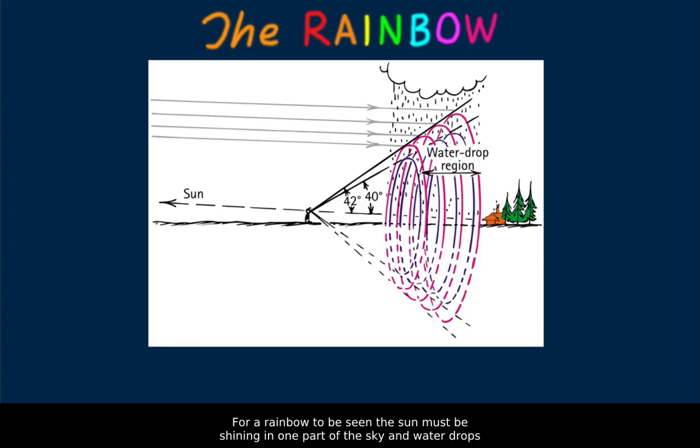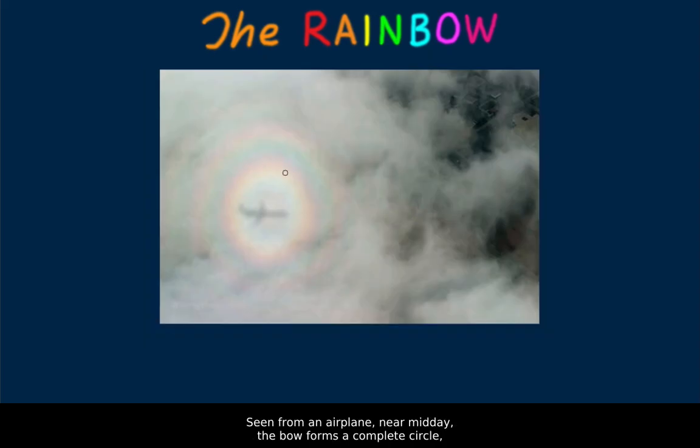For a rainbow to be seen, the sun must be shining in one part of the sky, and water drops in a cloud or in falling rain must be present in the opposite part of the sky. When we turn our backs toward the sun, we see the spectrum of colors in a bow. Seen from an airplane near midday, the bow forms a complete circle, with the shadow of the airplane in the center. All rainbows would be completely round if the ground were not in the way.